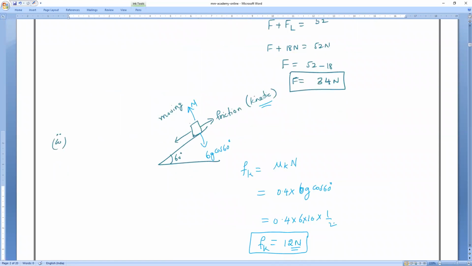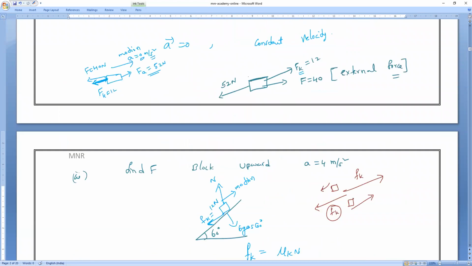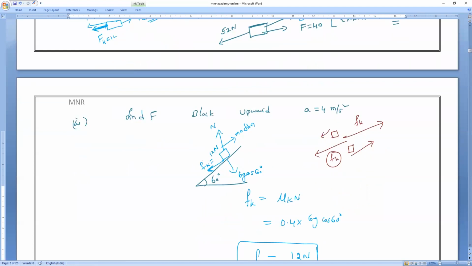Limiting friction does not exist. Kinetic friction exists, and going upward also, there is no limiting friction, only kinetic friction exists. But going downwards, kinetic friction is upwards.